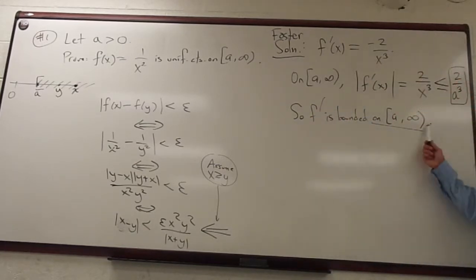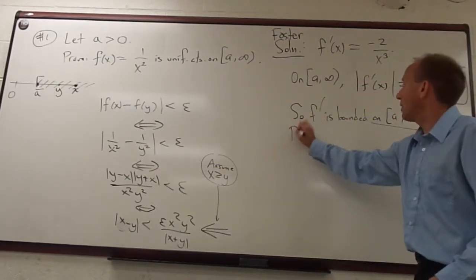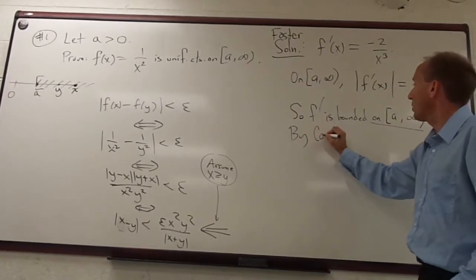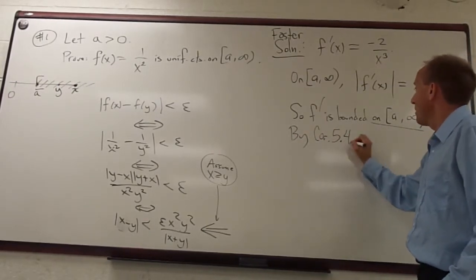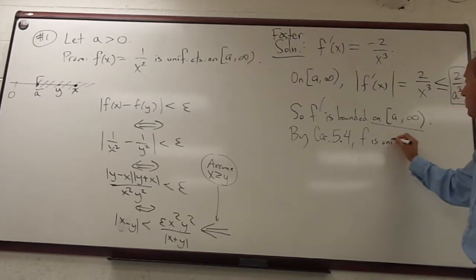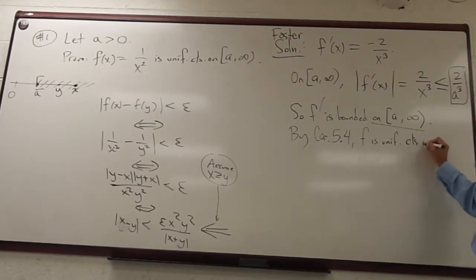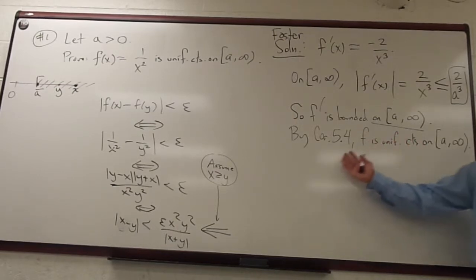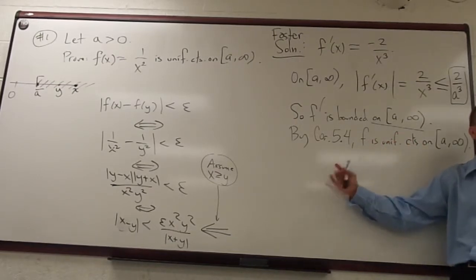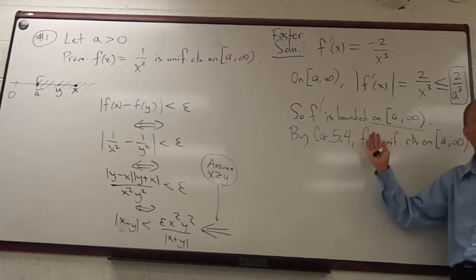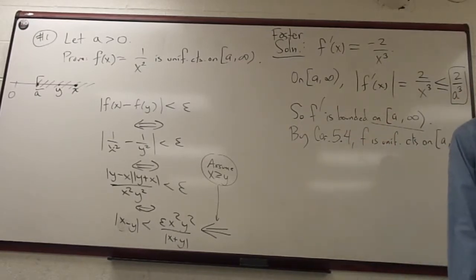So anyway, the derivative is bounded on this interval, so by corollary 5.4, f is uniformly continuous on that same interval. Make sense? So it's a really nice corollary. Just take the derivative, convince me that it's bounded. There are some pitfalls though.